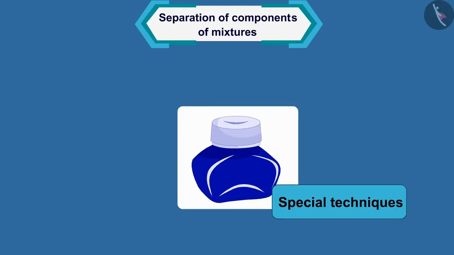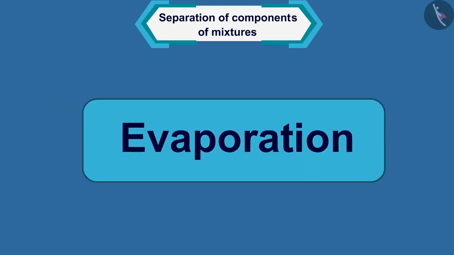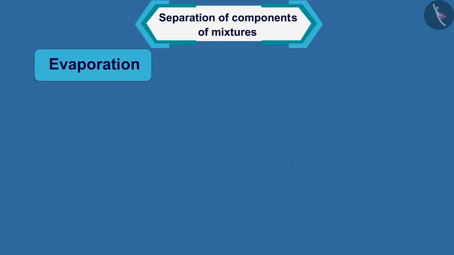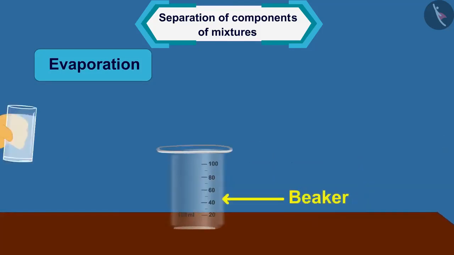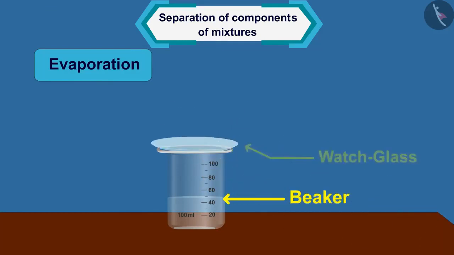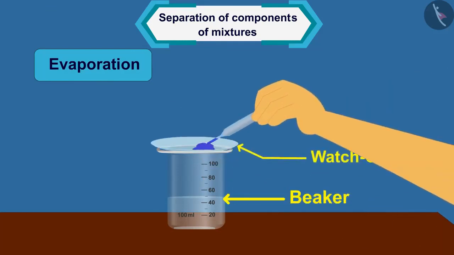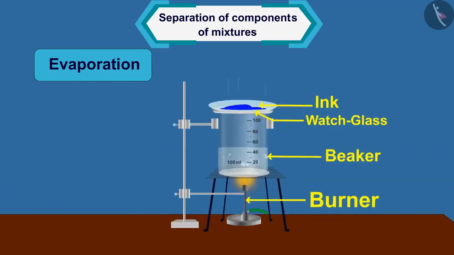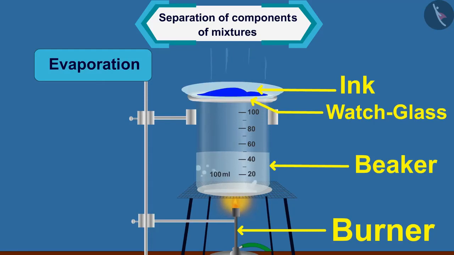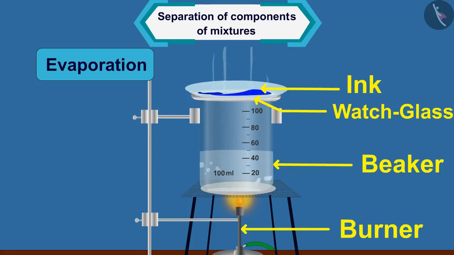First of all, we will learn about evaporation. Let's try to understand it through an activity. Fill half the beaker with water. Now, place the watch glass on the face of the beaker and put some drops of ink on the watch glass. Now, start heating the beaker. What do you see? We can see that evaporation is happening from the watch glass. We will continue heating the beaker until it evaporates.